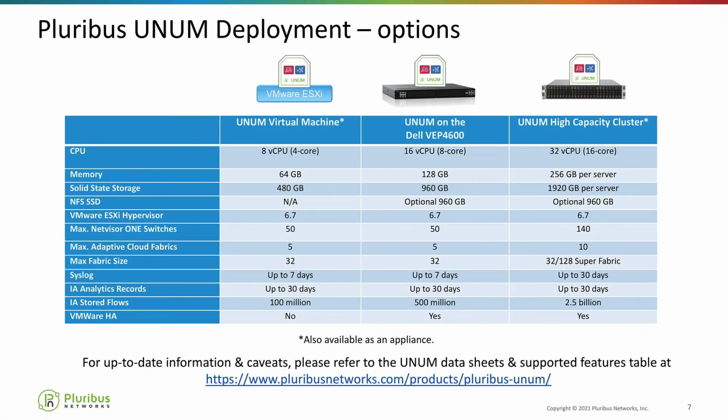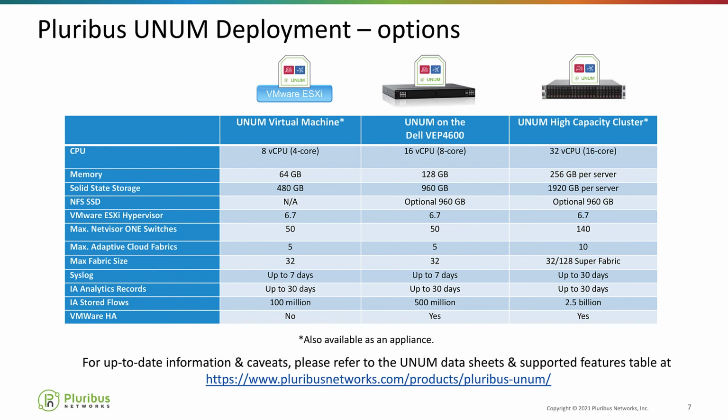UNUM comes in 3 options. The first is a virtual machine that runs on VMware ESXi. This option requires 8 virtual CPUs, 64 GB of RAM, and 480 GB of SSD storage. It also comes available on a pre-installed appliance. The second option is UNUM on the Dell VEP 4600. This requires a configuration with essentially double the amount of compute, RAM, and storage, but allows retention of up to 500 million flows for Insight Analytics.